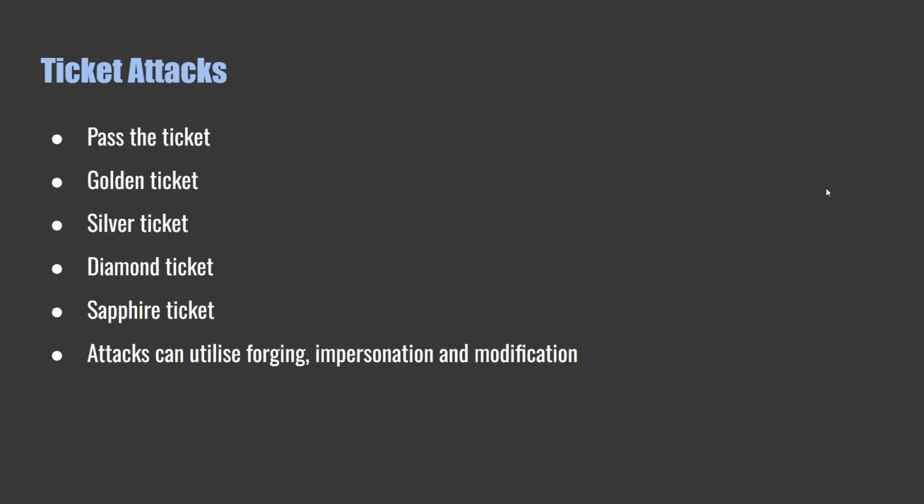So pass the ticket, golden ticket, silver ticket, diamond ticket, and sapphire tickets all involve some sort of ticket modification, and we're going to go over them now. As it says there, the attacks can utilize forging, impersonation, and ticket modification. We're going to be covering golden, silver, and diamond. We're not going to be covering the sapphire ticket, but I'll briefly go over that now.